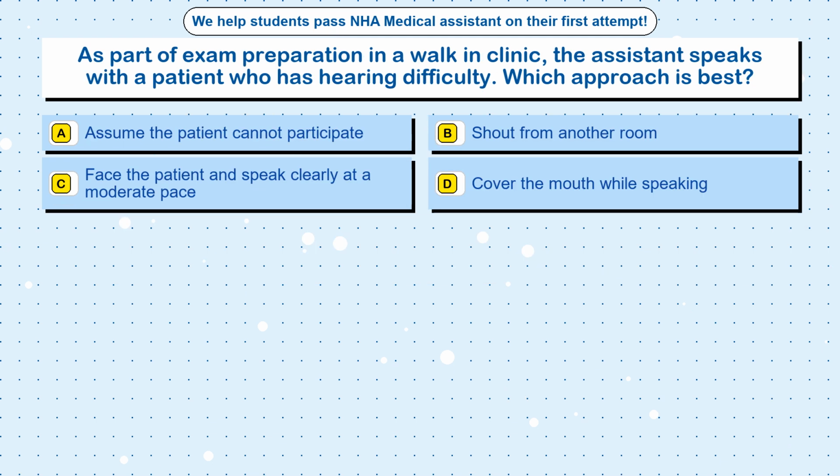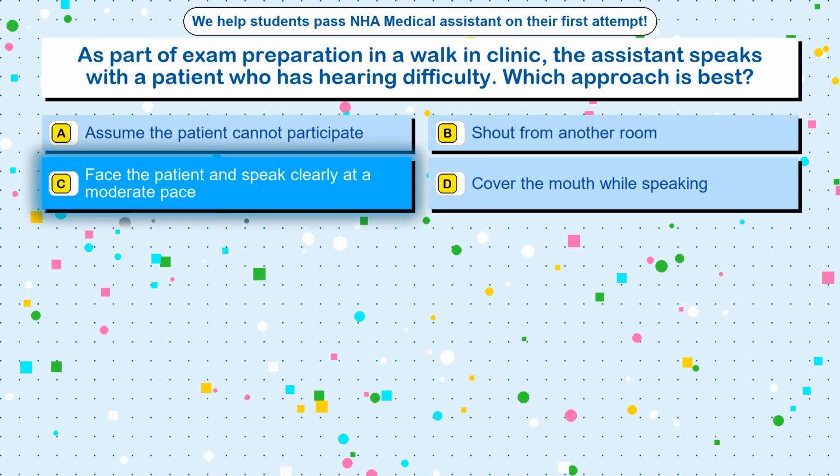Question 45. As part of exam preparation in a walk-in clinic, the assistant speaks with a patient who has hearing difficulty. Which approach is best? Option A. Assume the patient cannot participate. Option B. Shout from another room. Option C. Face the patient and speak clearly at a moderate pace. Option D. Cover the mouth while speaking. The correct answer is option C.